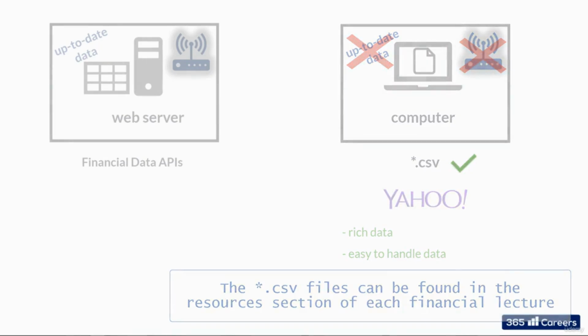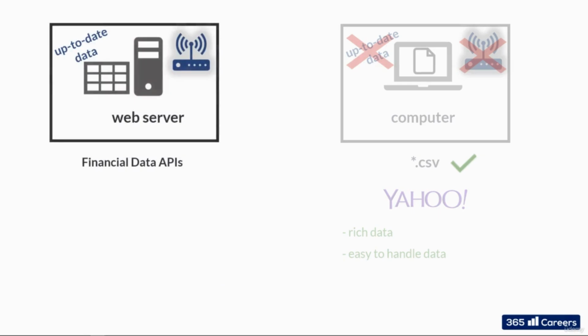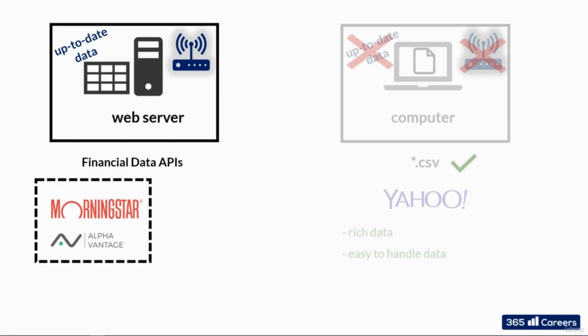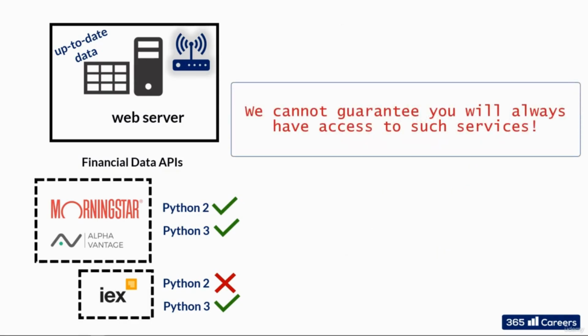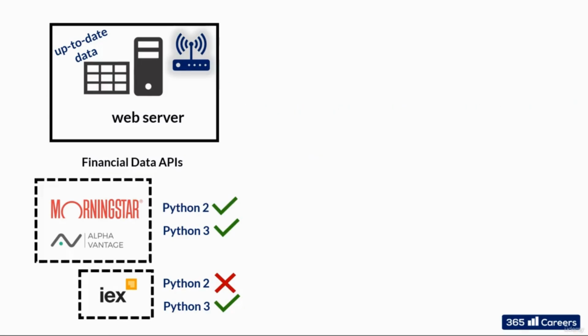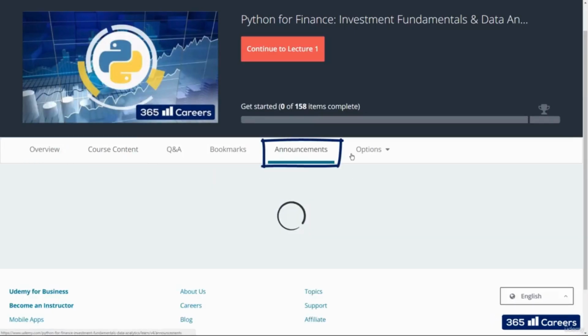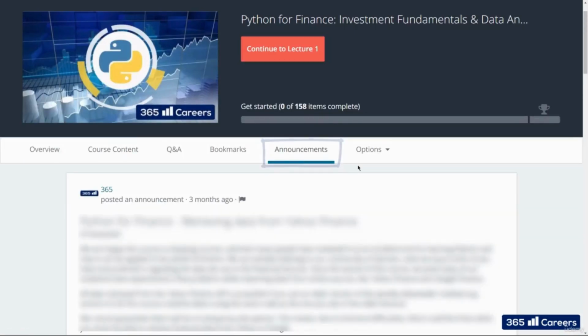Now, if you insist on working with up-to-date financial data that is free and the Yahoo API is not available, we suggest you use the Morningstar or the AlphaVantage API, regardless if you are using Python 2 or Python 3. Only use IEX if you are on Python 3. However, please remember, we cannot guarantee you will always have access to such services. They can be interrupted, which means downloading data from them may become temporarily or permanently impossible. We will post messages in the announcement section of the course if there are major changes in the status quo that must be shared with you.